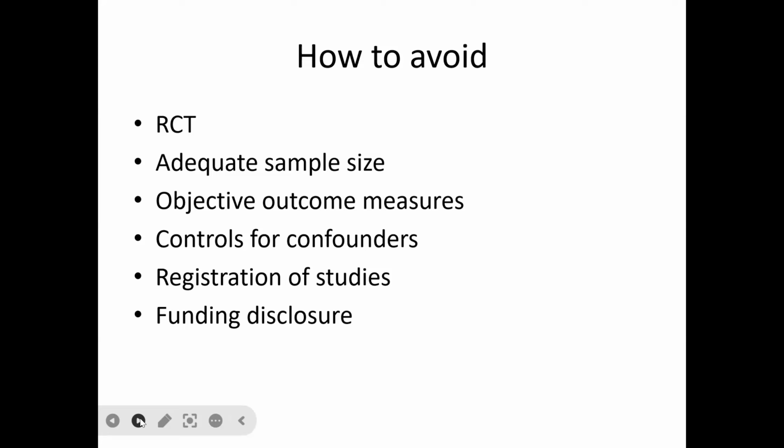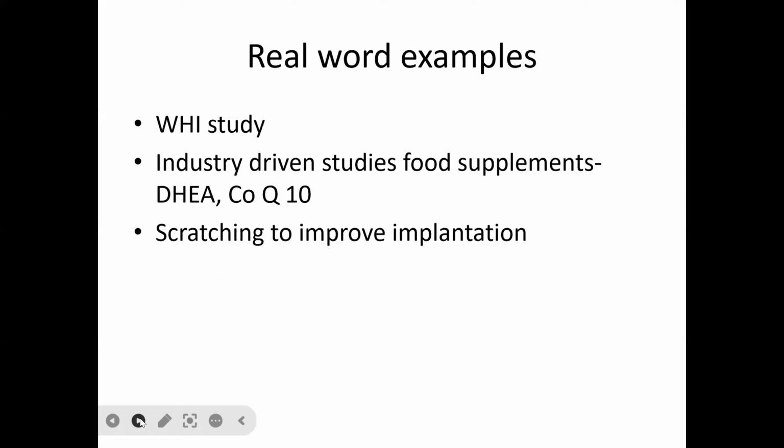Controls for confounders should be there. And registration of studies is one method where you can ensure some uniformity in designing the studies. And funding disclosure has to be there. In this paper, I think I have seen one of the most detailed funding disclosures at the end of the paper. So that's also a very important source.